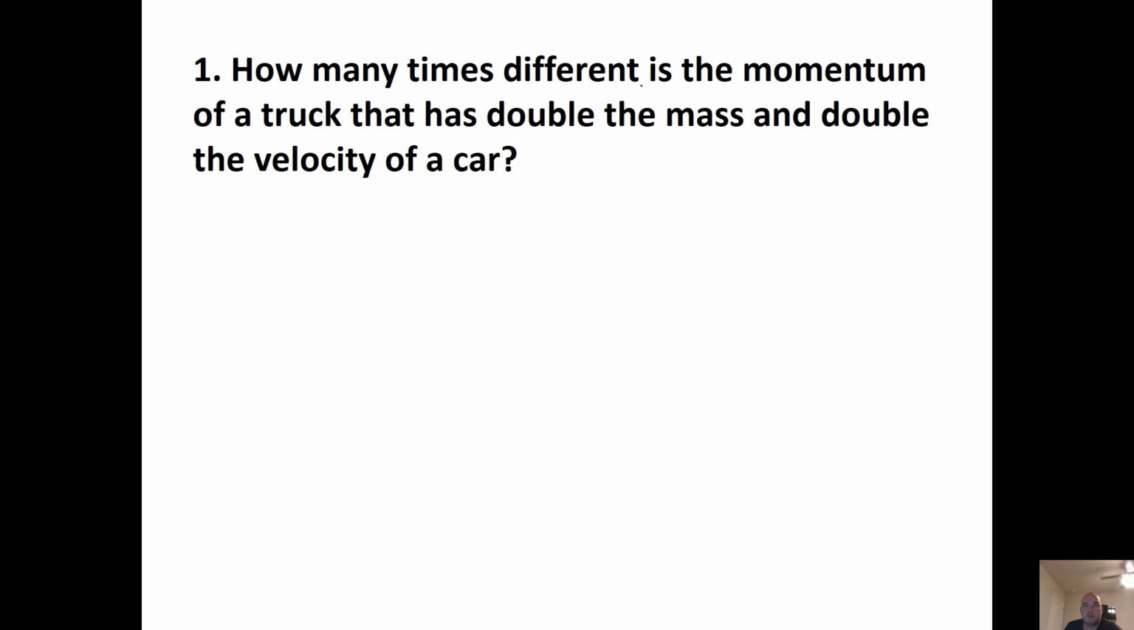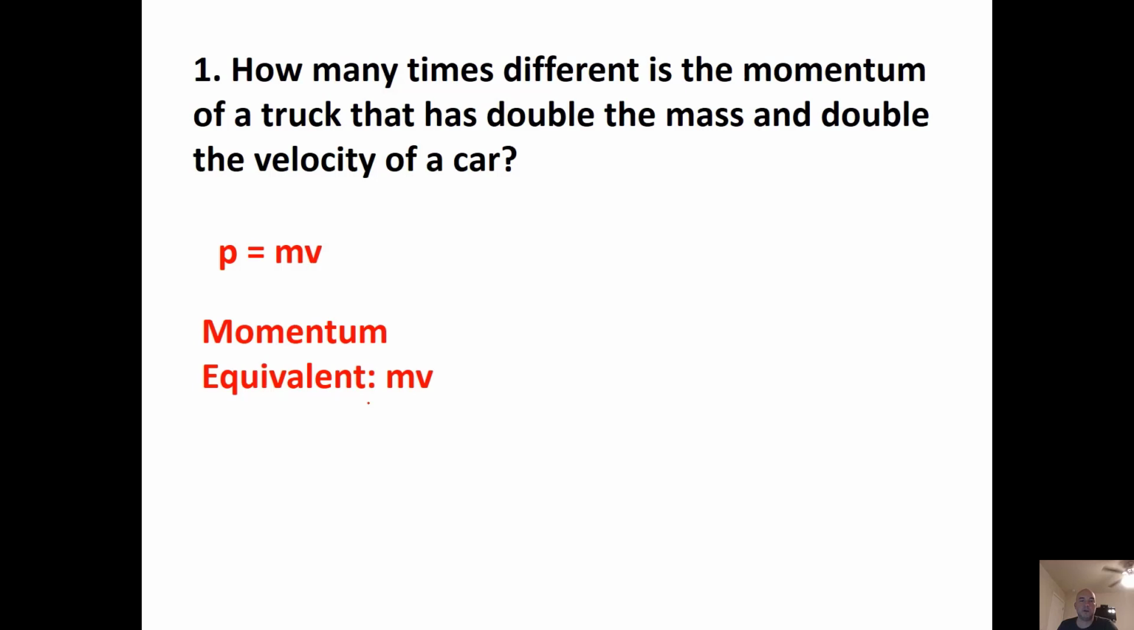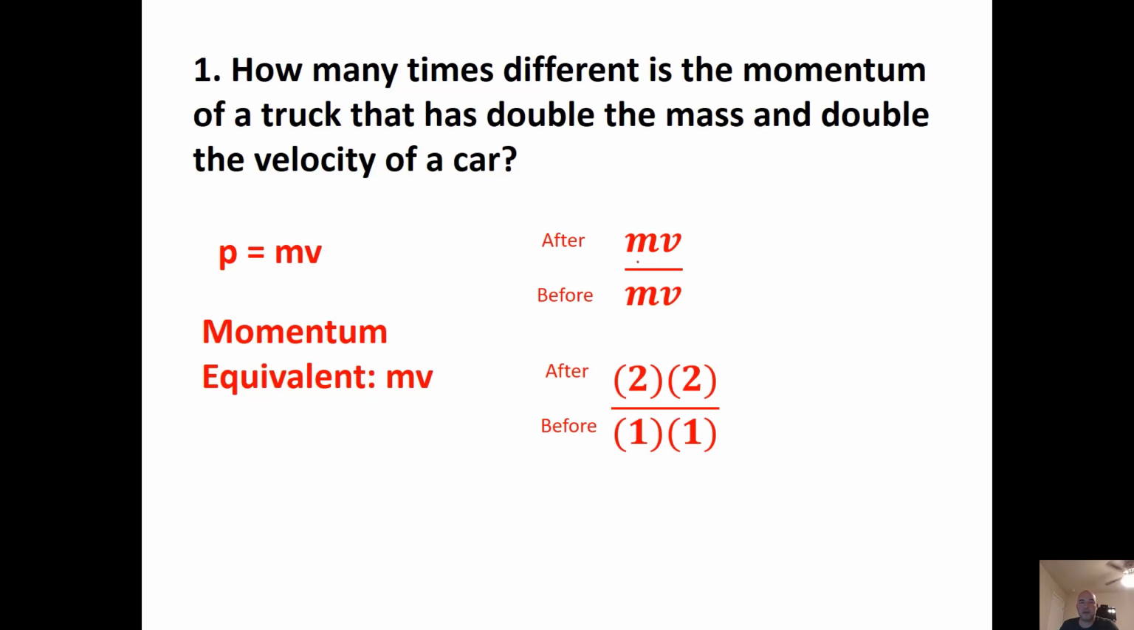So the first one: how many times different is the momentum of a truck that has double the mass and double the velocity of the car? This is going to be the ratio law, the rule of ones, setting up a ratio. Double the mass, double the velocity, keep everything before the same because it was whatever it was. It was what it was, and we get 4 times whatever it was.